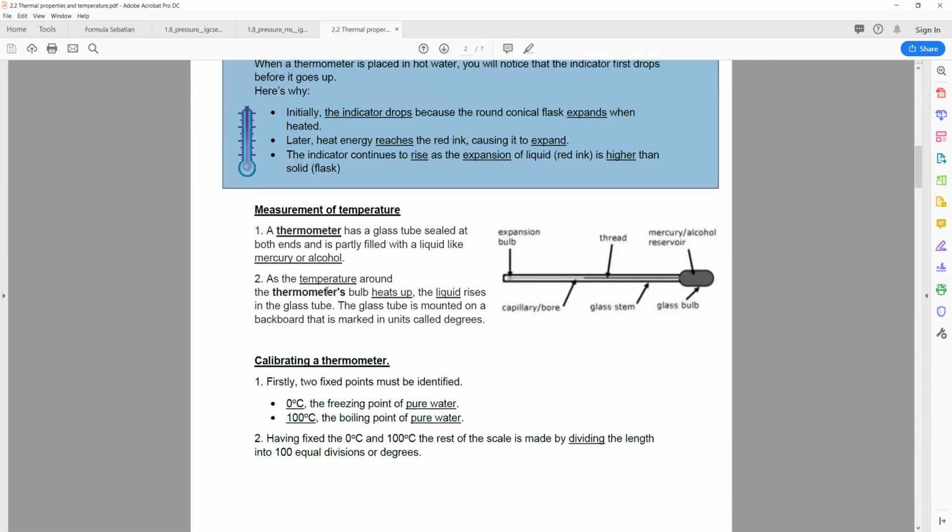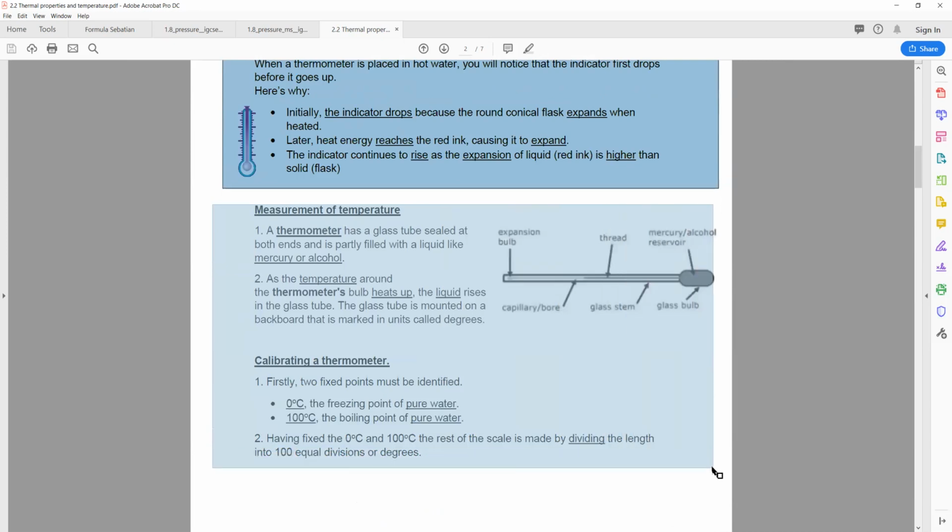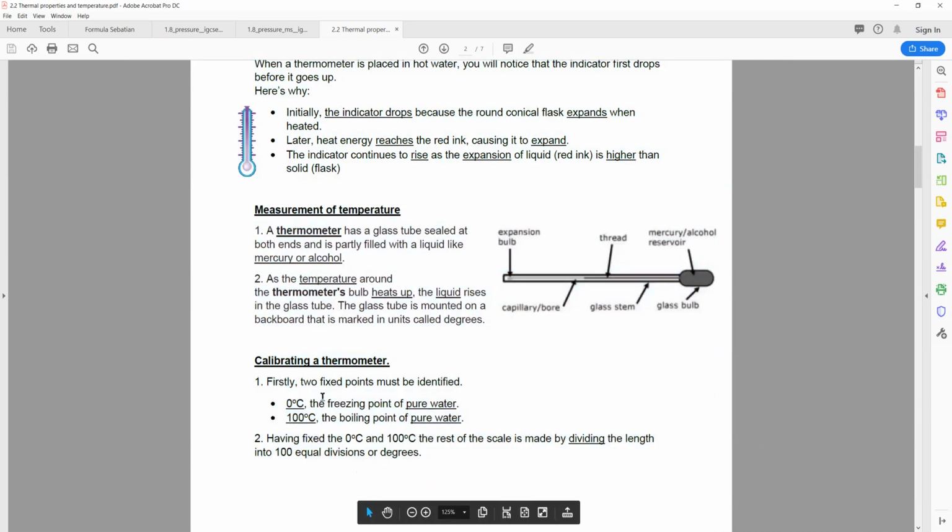We are also going to learn a very specific term known as fixed points in your IGCSEs. If you ever see this word fixed points, it is basically going to be 0 degrees Celsius and 100 degrees Celsius, regardless of whatever information they give you. More detail on this later on.